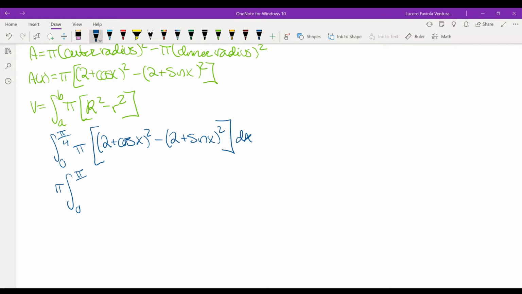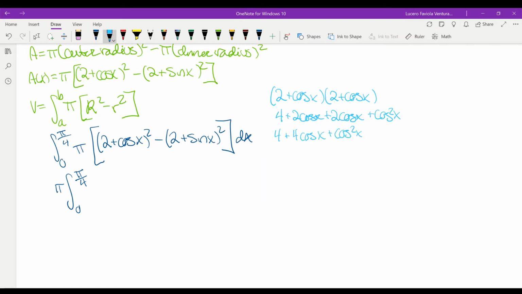And then if we were to expand the 2 plus cosine x squared, I'll solve it over here on the side so that we can see what it looks like expanded. So again, 2 plus cosine x times 2 plus cosine x. So we FOIL this. 4 plus 2 cosine x plus 2 cosine x plus cosine squared x. Then we can combine our like terms. So we have 4 plus 4 cosine x plus cosine squared x.